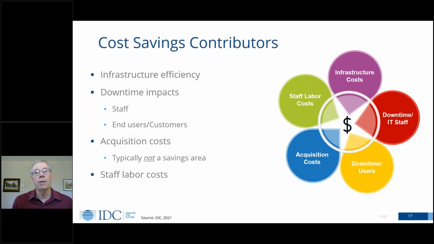So ultimately, what we typically find is the green, the red, and the yellow bubbles tend to be where the real cost savings come in. The staff labor costs, the downtime costs, and the impact on the end users all tend to contract. And typically, we find that the cost savings that occur in those three areas far exceed the acquisition costs of the commercial support for open source.